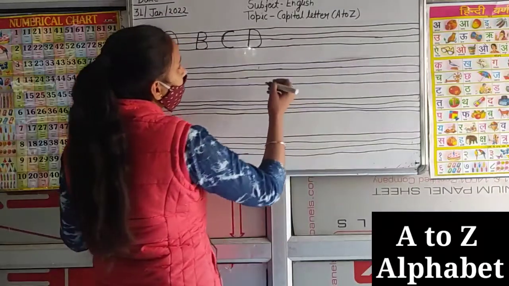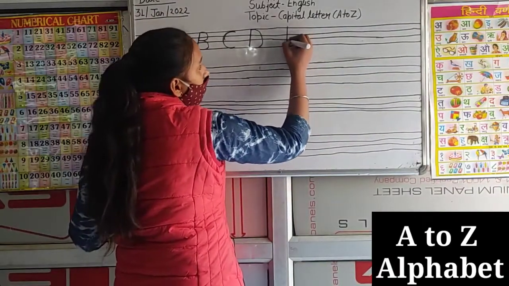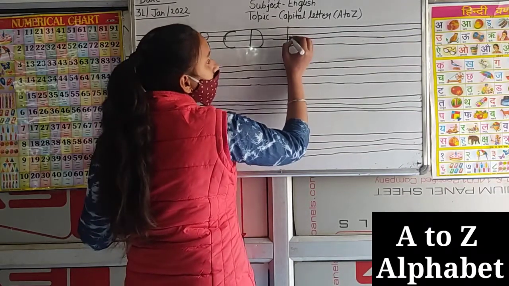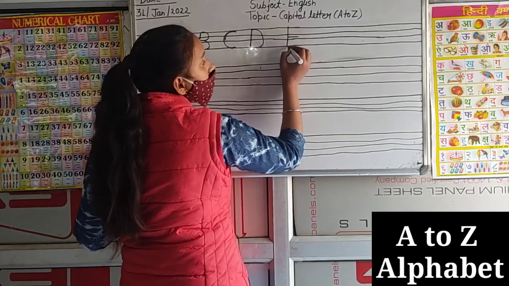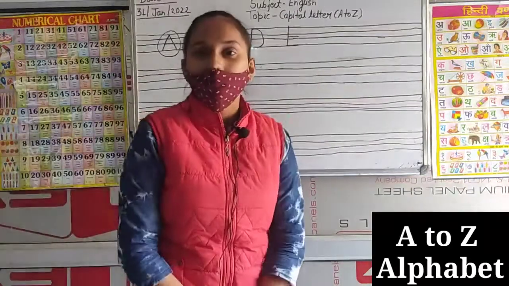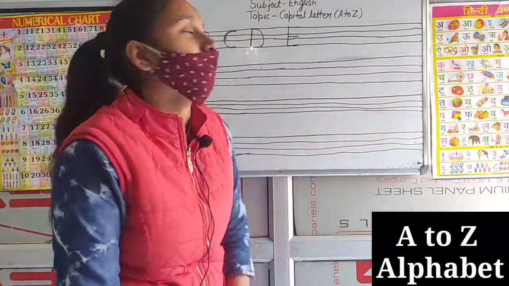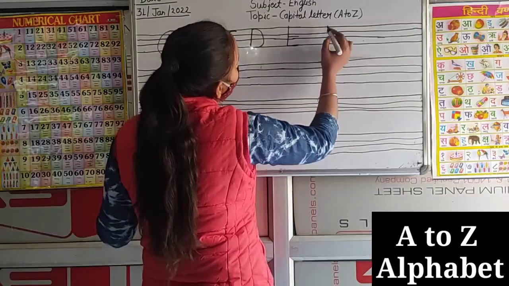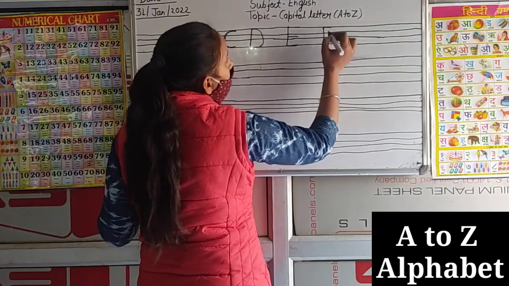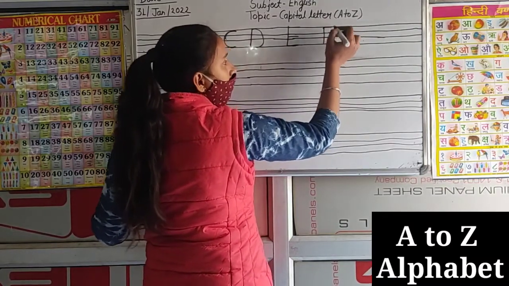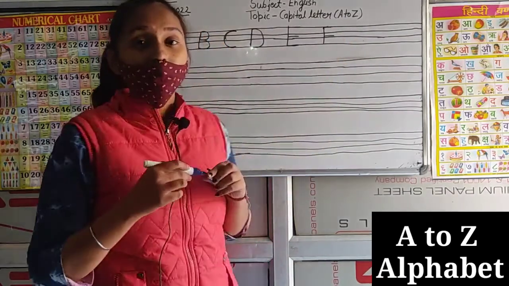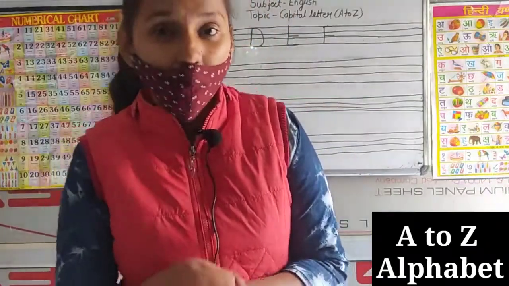And the next letter is E. One standing line, another sleeping line, a sleeping line in the middle, and a last sleeping line at the end. E. E for elephant. And the next letter is F. One standing line, one sleeping line, and one sleeping line. F. F for fish.